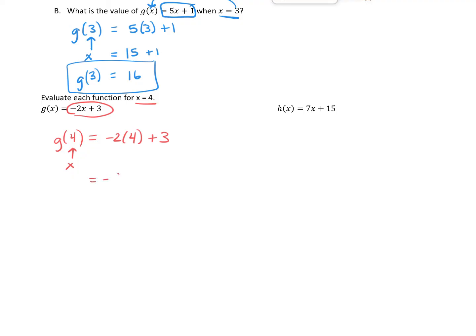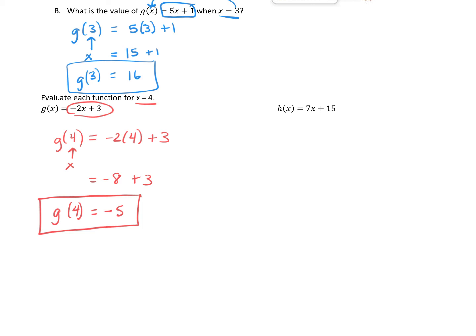Negative 2 times 4 is negative 8 plus 3. We did our multiplying first. Now we have negative 8 plus 3 is negative 5. So we just figured out that g of 4 is equal to negative 5. When you plug in a 4 for your x, you get back a negative 5 for the y. When your input is 4, your output is negative 5. When your domain is 4, your range is negative 5. All of that vocab has words that are interchangeable, so it's good to always keep using those. All right, our last example.